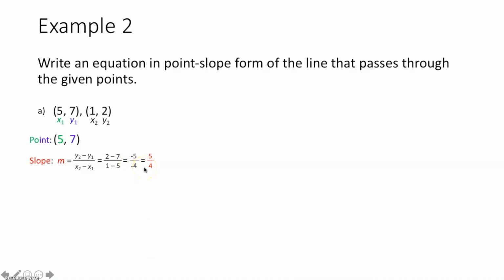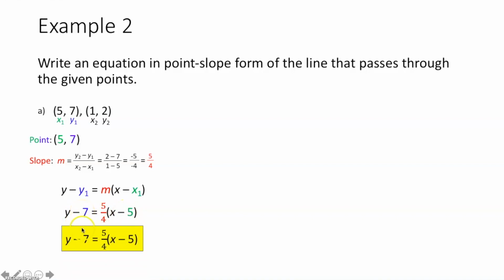So now we have our slope and we have a point. So we can plug that into point slope form. y minus y sub 1 is equal to m times the quantity x minus x sub 1. So let's plug those in. 5 is going to go in for my x sub 1. 7 is going to go in for my y sub 1. And then 5/4 is going to go in for my m, my slope. Now, can I simplify this any further? Is there any negatives here? Nope. So looks like we're good. That is the point slope form of the equation of the line that passes through these 2 points.